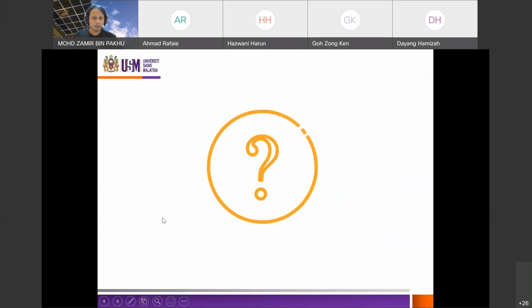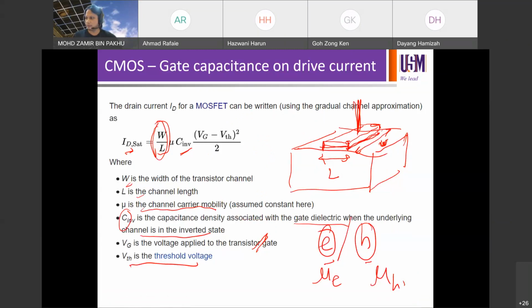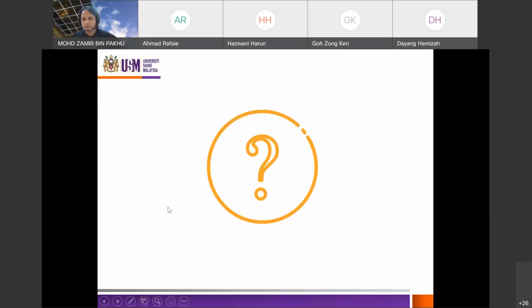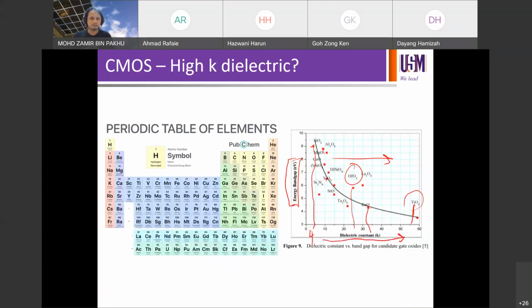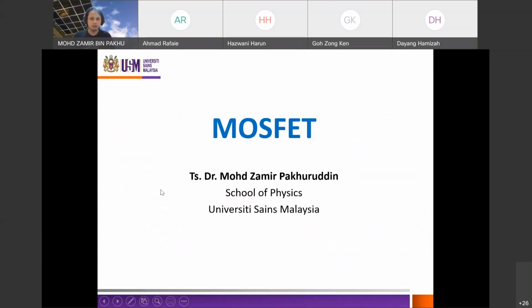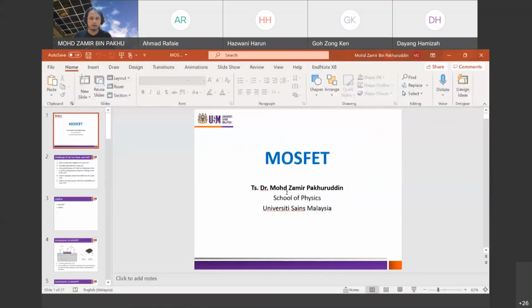I'll give you some examples perhaps today or tomorrow on the calculation, to show you how to use the parameters in the MOSFET in order to calculate the drain current. Okay. So yeah, we're done with MOSFET. So we have covered all the topics in the course.